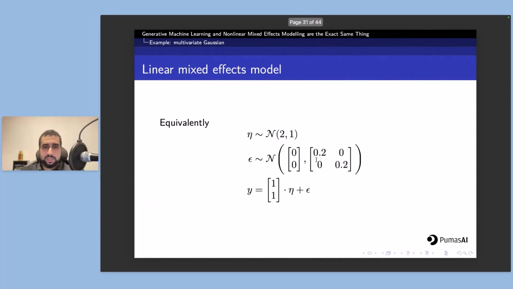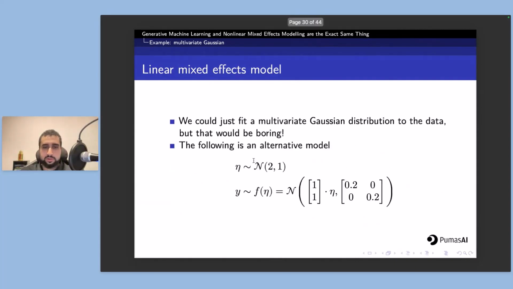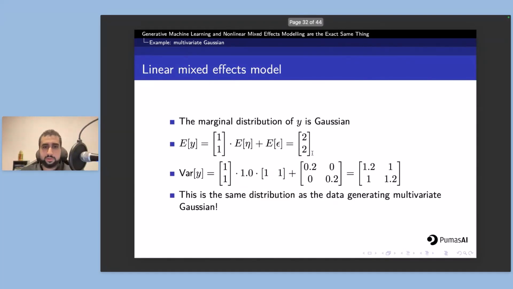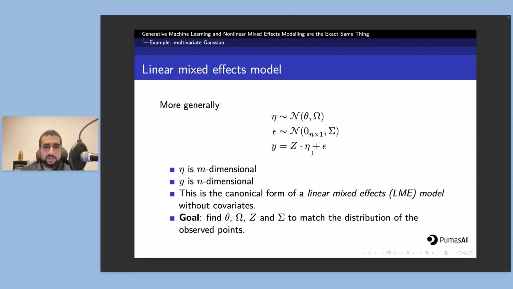So again, this is just the same as this here, this model, but where I substituted the numbers with parameters. And now this is a more general model family, essentially. Now, the goal with linear mixed effects modeling is often to find the best parameters, the best theta, the best omega, the best sigma, and the best z, such that the data that you generate from this model looks like the real data.